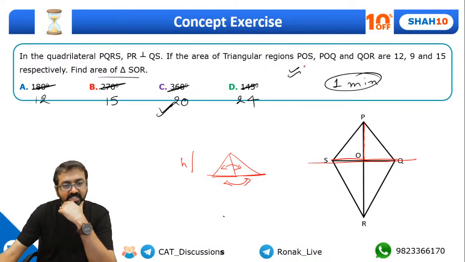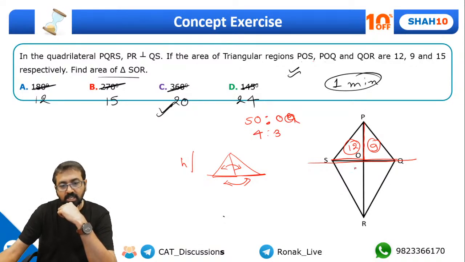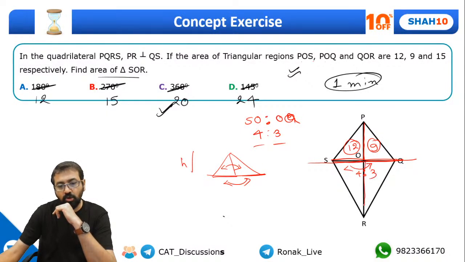So here they are saying POS and POQ are 12 and 9. POS 12 units, POQ 9 units. So can I say the ratio of these bases SO and OQ should be 4:3? Ratio of these two bases SO and OQ should be 4:3. So that means these two areas should also be in the ratio 4:3. Which two areas? SOR and QOR. These two areas should also be in the ratio 4:3.